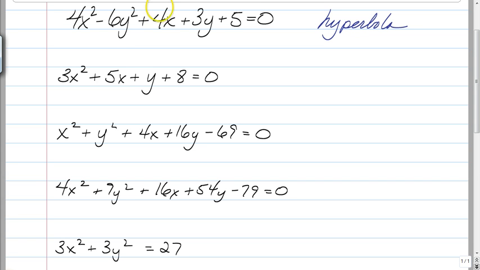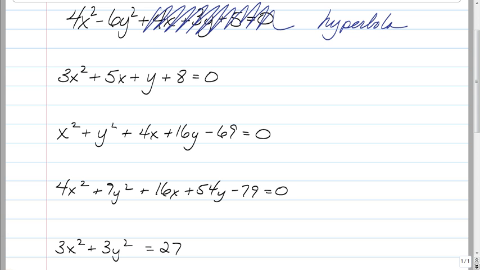The only things you need to look at are your squared variables. You have a positive x squared and a negative y squared. The only conic that you know that has a positive and negative variable is a hyperbola. So this guy has no choice but to be a hyperbola. So let's play again. What is number 2?